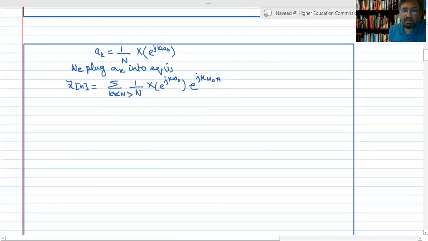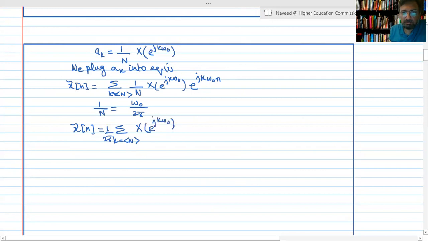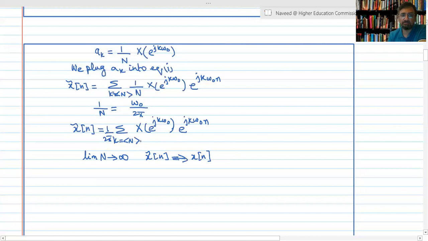Let us replace 1 over N with ω₀ divided by 2π. So x tilde n now is the summation over k, and let me bring 1 over 2π outside. Inside we have capital X(e^(jkω₀)) times e^(jkω₀n). And now we take the limit. In the limit, as capital N approaches infinity, x tilde n approaches x[n]. Here ω₀ approaches 0, and by the same arguments as we saw in the continuous time Fourier transform development, this summation will turn into an integral.